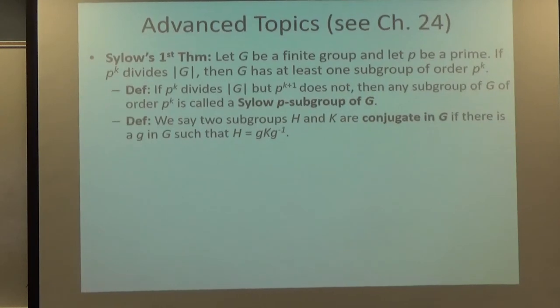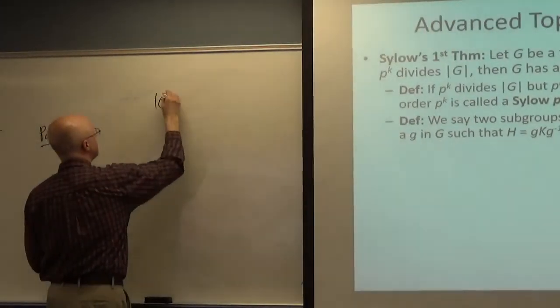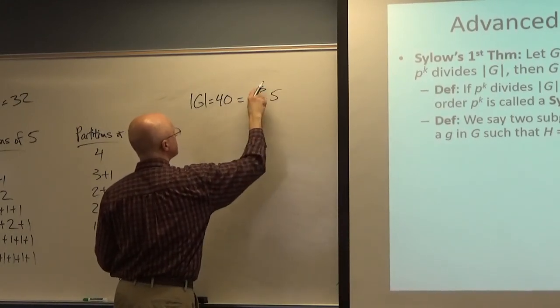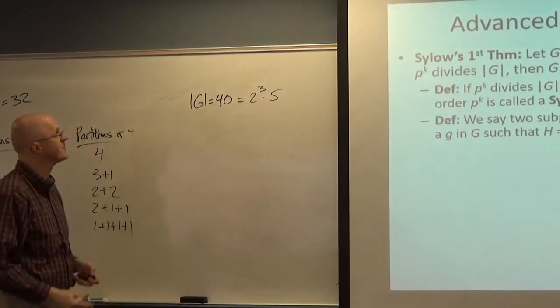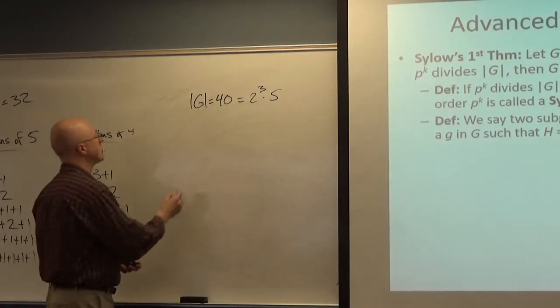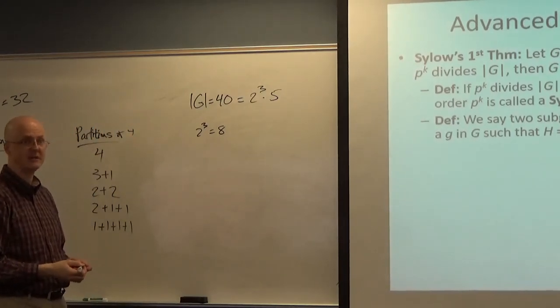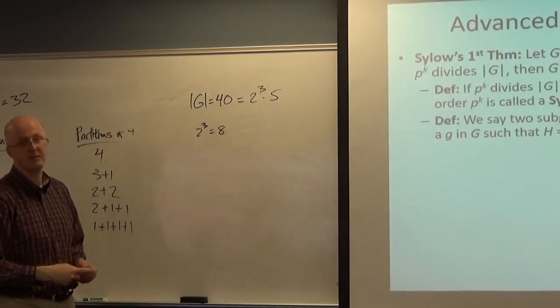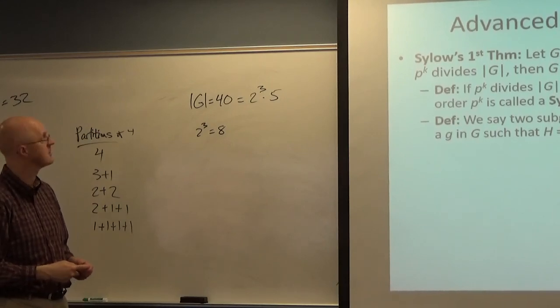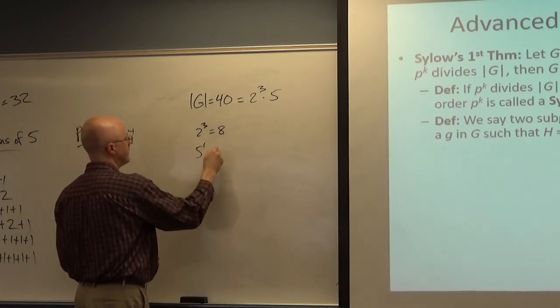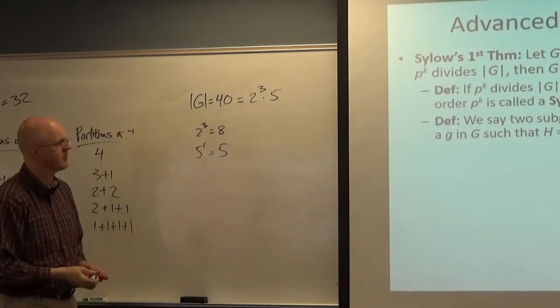So for example, if G has order 40, which is 2 cubed times 5, a subgroup of order 2 cubed, 8, would be a Sylow 2-subgroup. p would be 2. And there would be no subgroup of order 2 to the 4th, since 2 to the 4th does not divide 40. And a subgroup of order 5 would be a Sylow 5-subgroup.